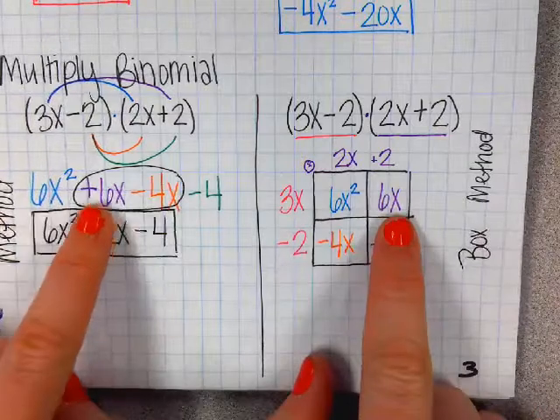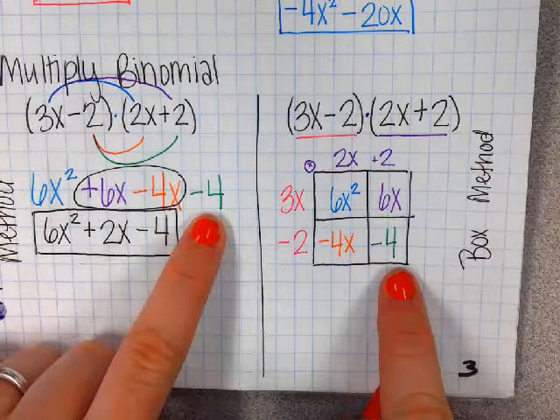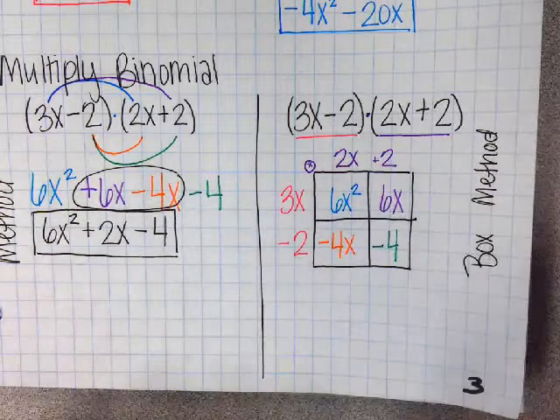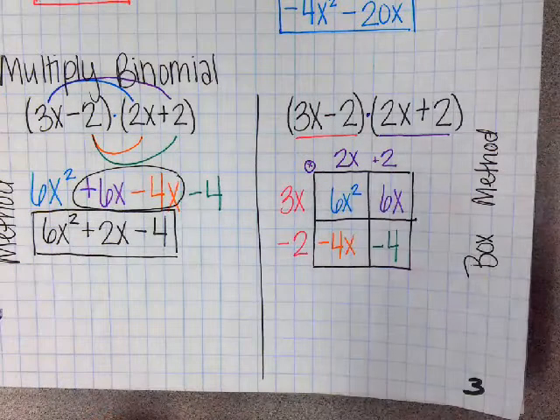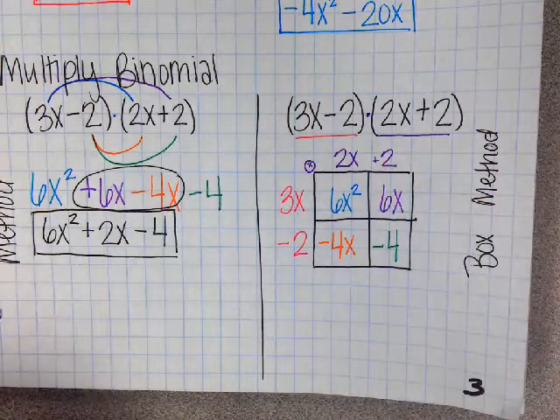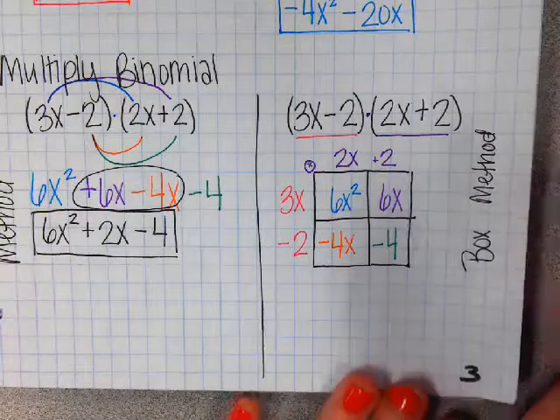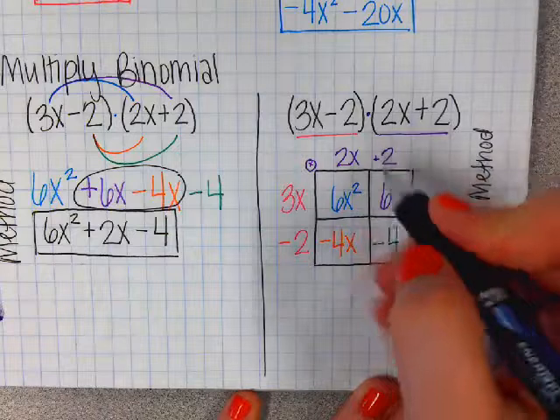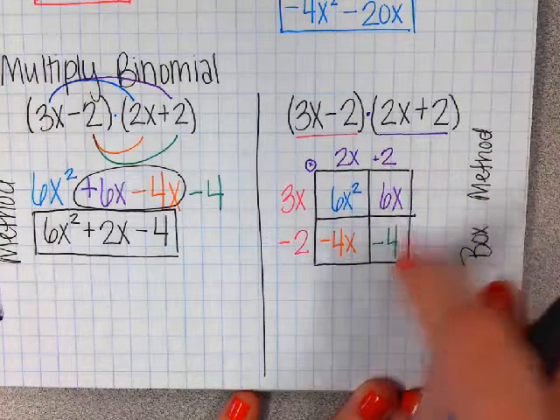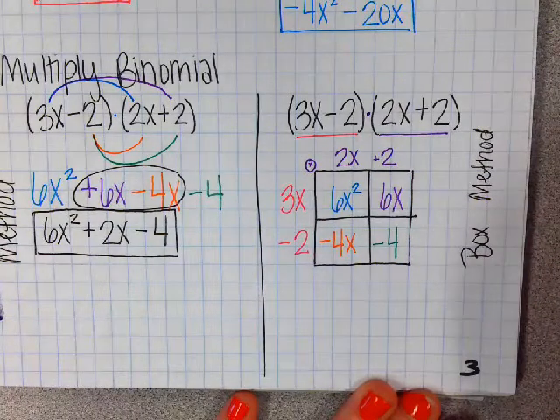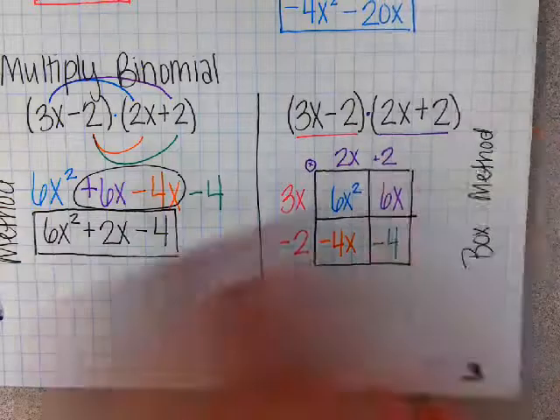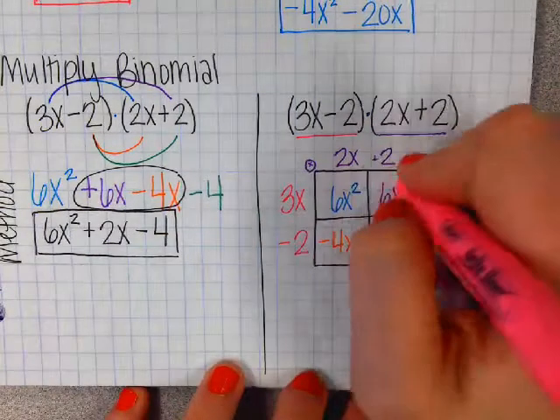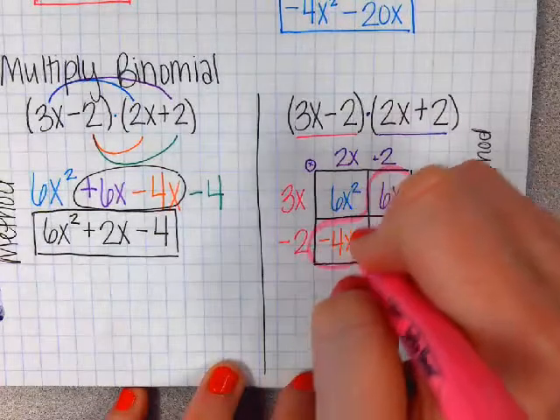So do you see those terms? Do you see how they match up? 6x squared, 6x, negative 4x, and negative 4. Do you see where you can see all of the same products? Okay, now, the reason I like this one more, because it's laid out and so organized, which of these boxes could combine? The 6x and the negative 4x.